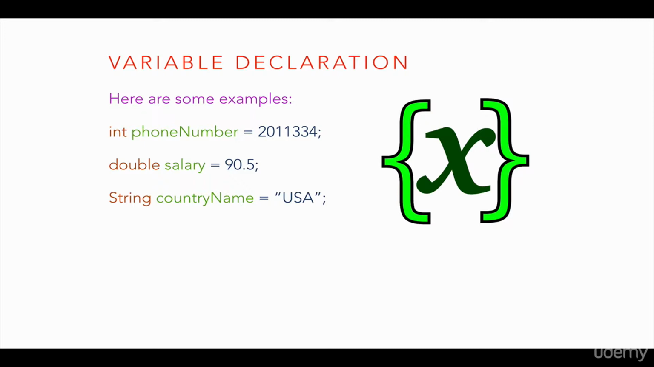int phoneNumber, and then I assign a number to it, and the second variable is double salary. As you can see, I am assigning a fractional value to my variable because its data type is double. For a string, countryName, I first write quotes, and in between the quotes I write my country name, for example, USA, United States of America. That's it.